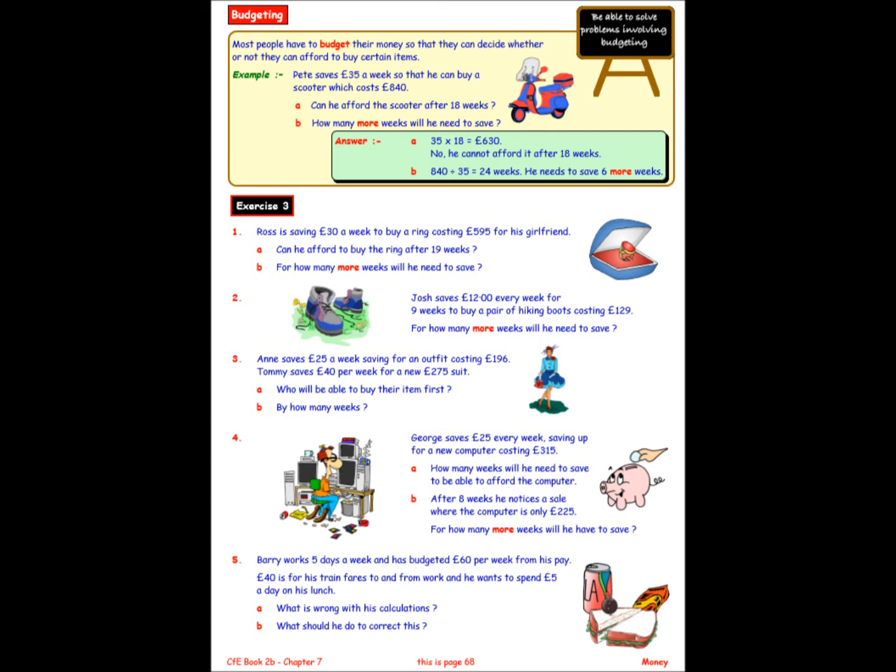The first part, as you can see there, £35 times 18, because he's got £35 a week over 18 weeks, comes to £630. So no, he cannot afford the scooter because the scooter costs much more than that. To find out how many more weeks he needs to save, we do the cost of the scooter, which was £840, divided by 35, because that's how much he wants to save each week, and that gives us 24 weeks. So it'll take him 24 weeks to save up to buy this scooter. The difference between 24 and 18 is 6, so he needs 6 more weeks to save.